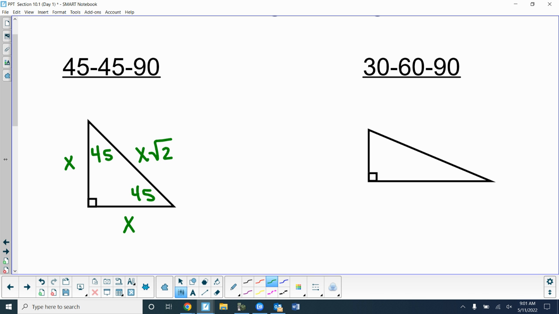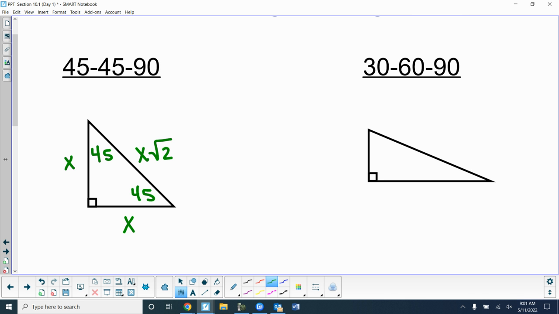If we were to do the Pythagorean theorem, if you're given one of these sides, you could use the Pythagorean theorem to find the other ones, right? Because you know that if that's a 3, that one's a 3. And then if you use the Pythagorean theorem and simplify, you get 3 radical 2. But you don't need to do that because you're going to memorize this, right?